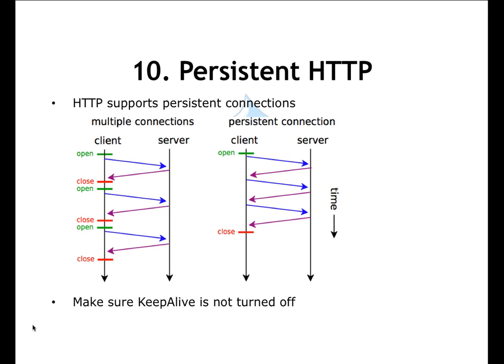Persistent HTTP. So HTTP supports persistent connections. And what this means is that, let's say it was disabled on your site. For every request that would happen on the page, the client would need to open a connection with the server, and after it was done, it would need to close it. And that takes time. By having a persistent connection, it can simply keep querying the server because the connection is open, and then close it at the end of it. So it's a very easy setting. You just have to make sure the keep alive is not turned off on your server.